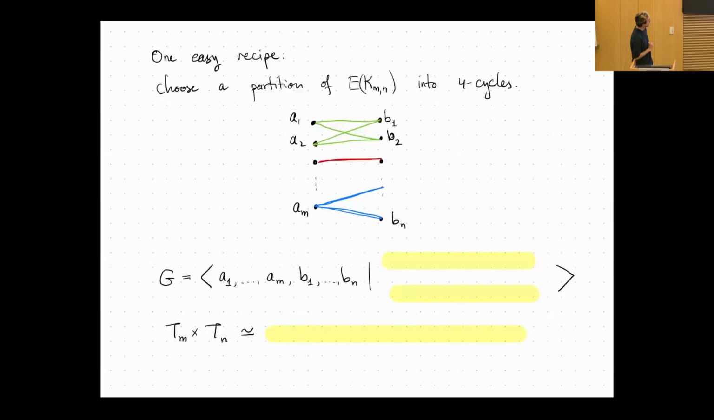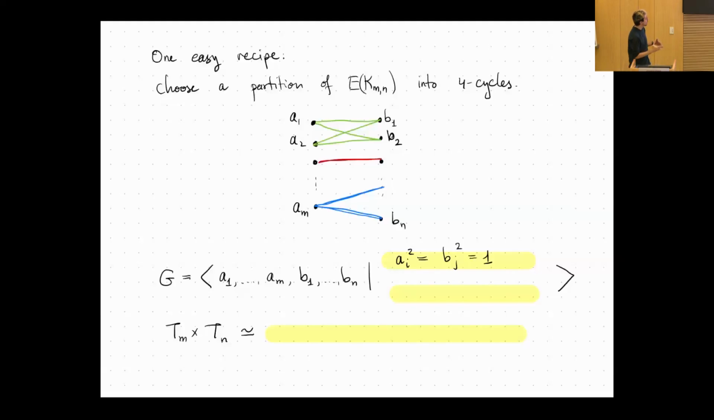You define a group. So that's going to be our BMW group. And like in Amir's talks, this is going to be generated by some sort of reflections. They're going to be involutions. So A_i squared and B_j squared are 1. Okay, so those are the relations I'm adding.